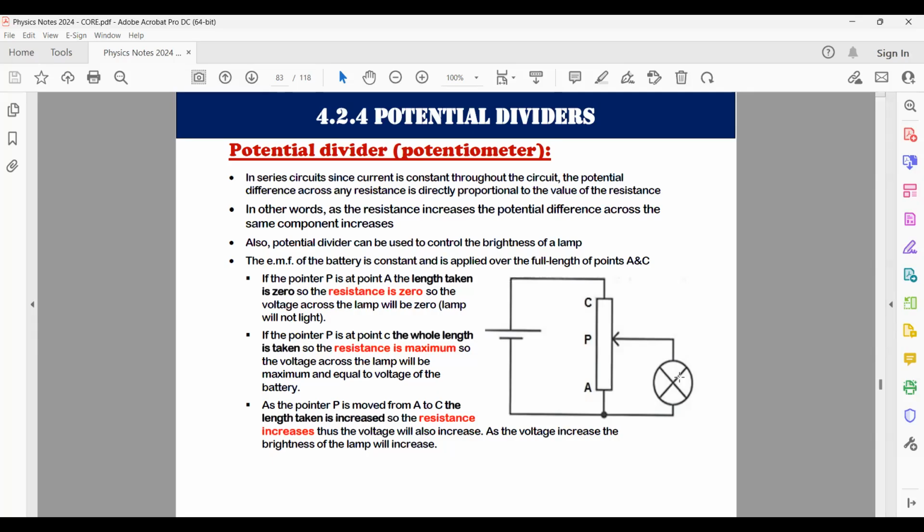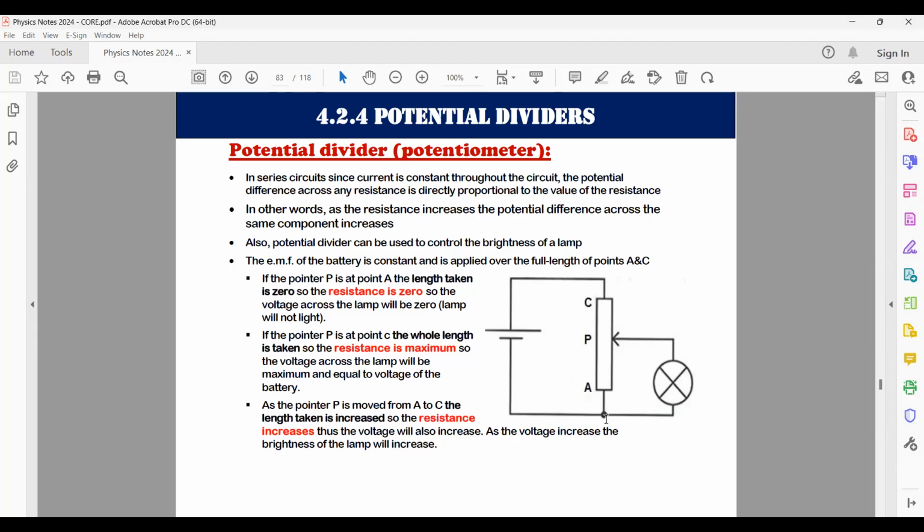But there's a problem. If the lamp is brighter, it's taking more energy per unit time. So as a result, the battery will drain faster. If I move the pointer down, the length decreases. When length decreases, resistance decreases. And when resistance decreases, voltage to the lamp decreases. And the lamp becomes dimmer.